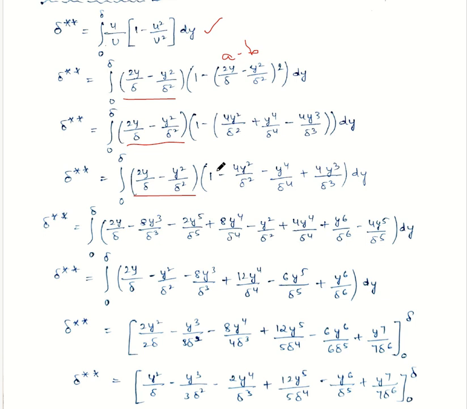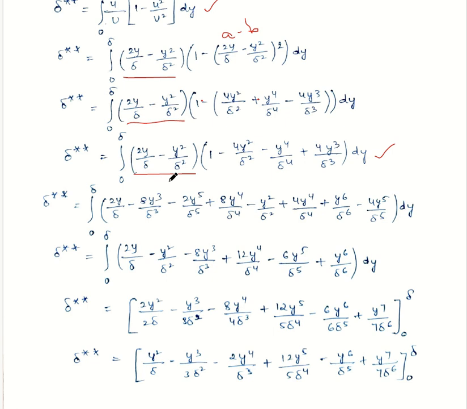We will simplify the second term, which is 1 minus 4y square by delta square minus y power 4 by delta power 4 minus... plus 4y cube by delta cube dy. Now as we did in the earlier case, the same 2y by delta will be multiplied with every term of this equation, and minus y square by delta square also will be multiplied with every term of the equation.